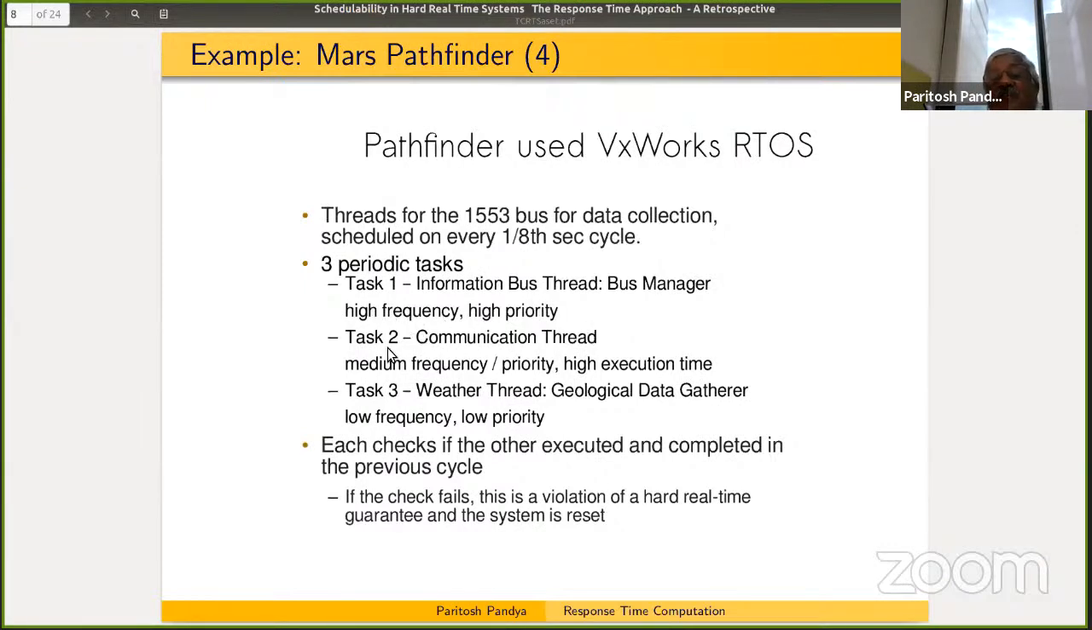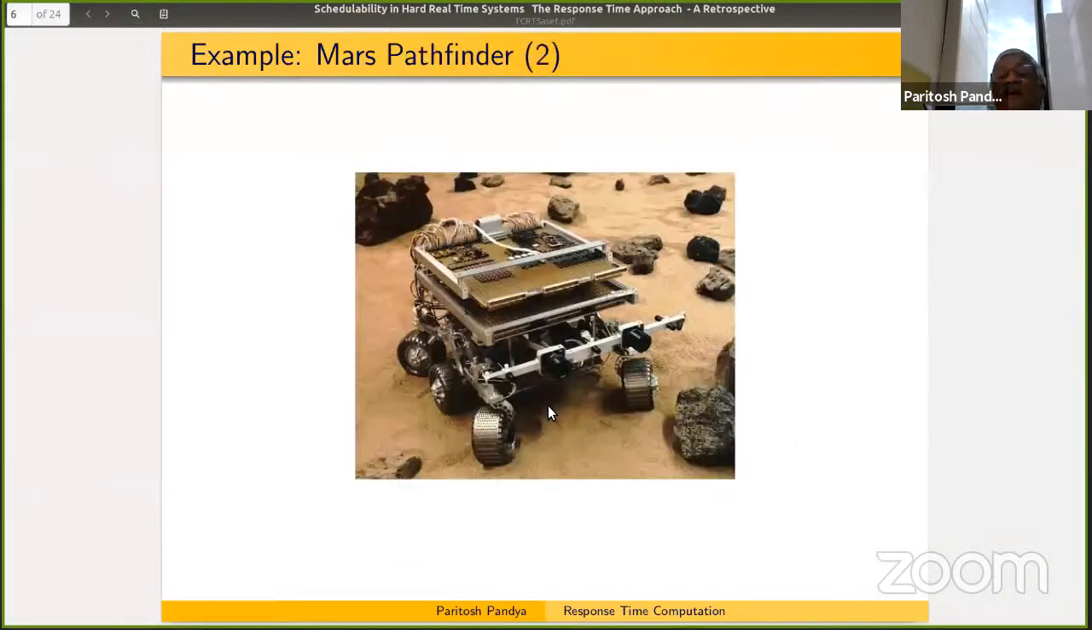The communication thread worked at medium frequency and medium priority. It had very long execution times. So it needed a very large amount of CPU time to finish its task. And then there was the weather thread, which handled geological data, low frequency, low priority. And the whole system worked with this.